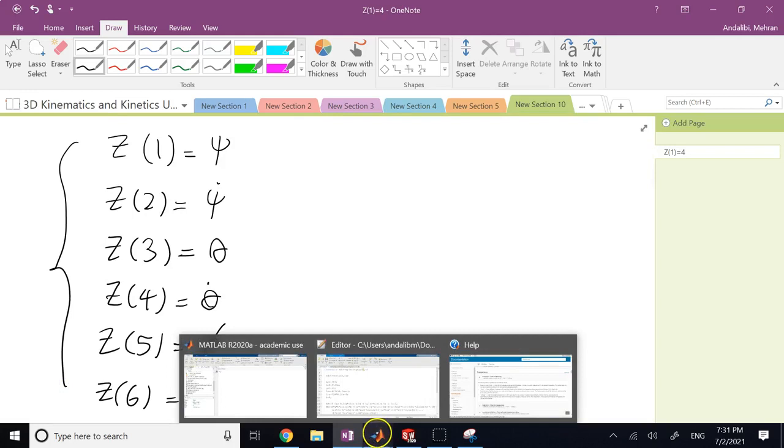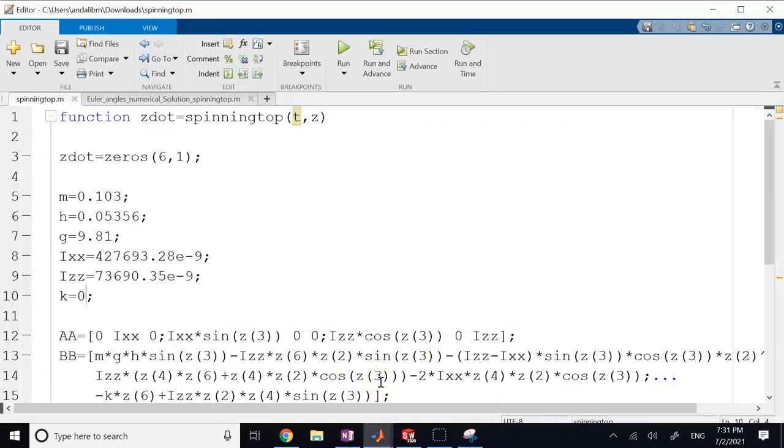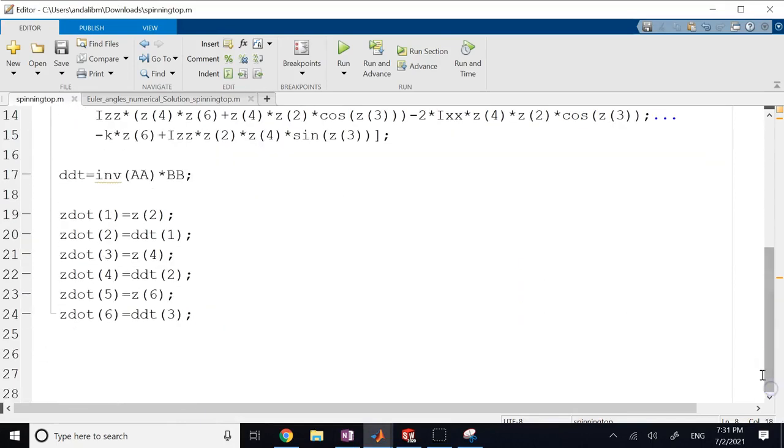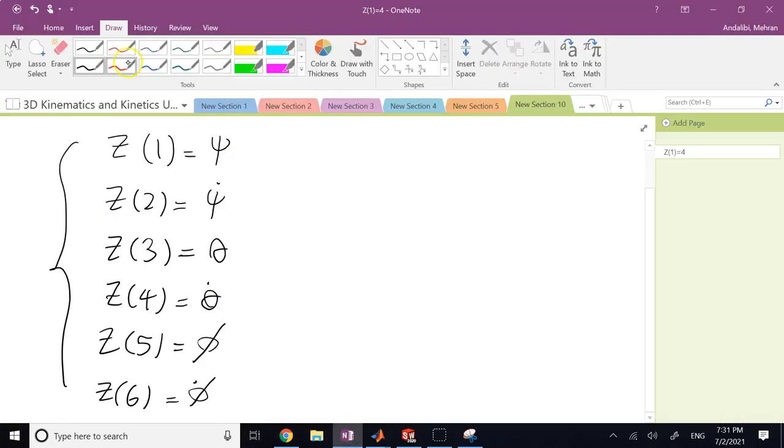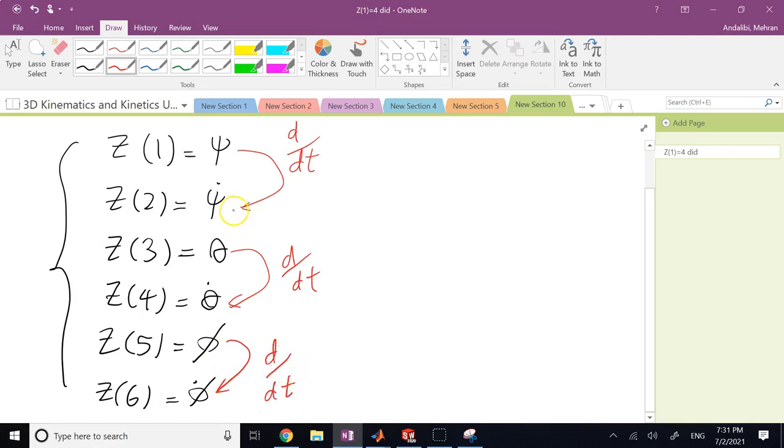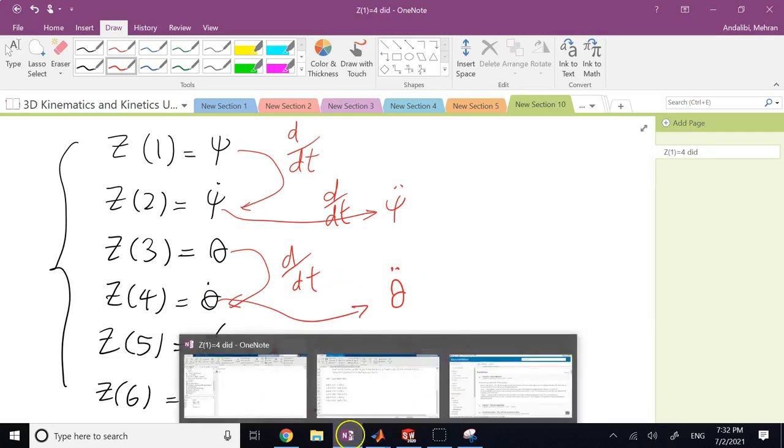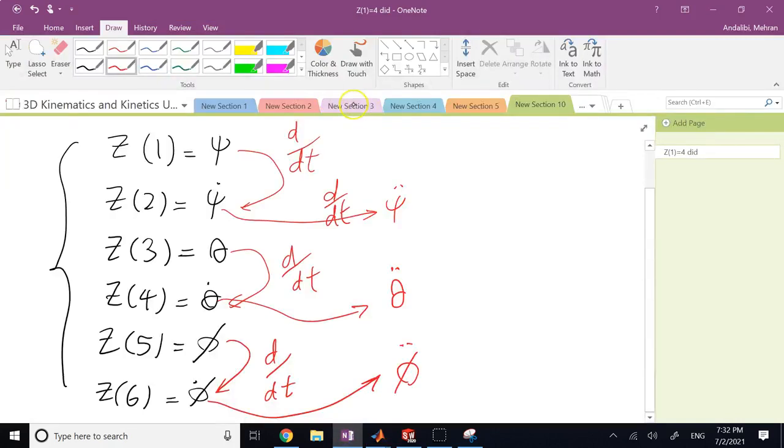And then using those, you can convert your 3 second order ODEs into 6 first order ODEs, which you can see here. These are my 6 first order ODEs, which one, for example, says the dot of the first one is the second one. And of course it is, right? If you take time derivative of the first one, it is going to be the second one. If you do it for the third one, it is going to be the fourth one. If you do it on the fifth one, it is going to be the sixth one. However, when you take derivative of the second one, it is psi double dot. The derivative of the fourth one is theta double dot, and the derivative of the last one is phi double dot.